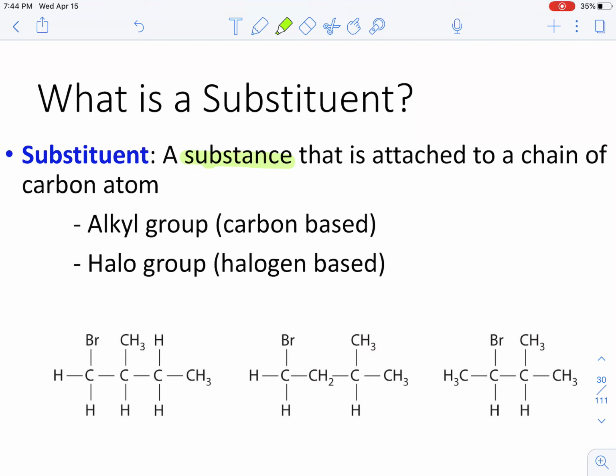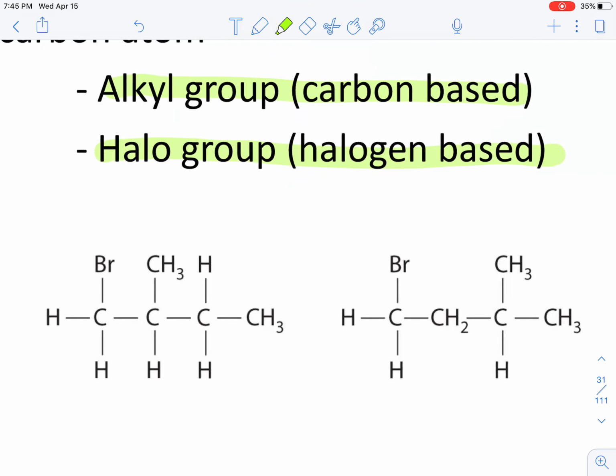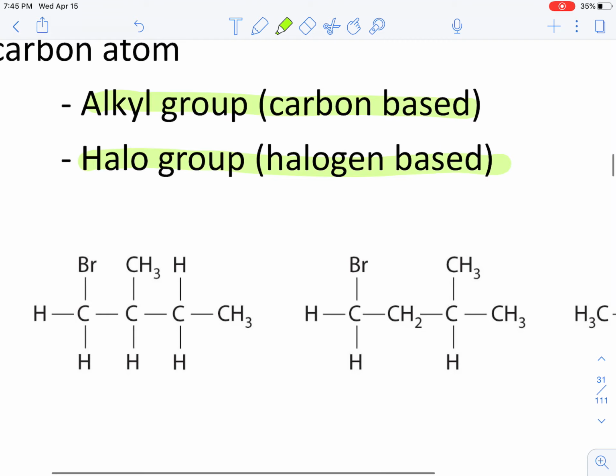For the main purpose of this course, we're only going to be focusing on two different types of substituents: carbon-based substituents, or alkyl groups, and halogen-based substituents, or halo groups. Let's look at a few examples to understand what an alkyl group or a halo group substituent is.